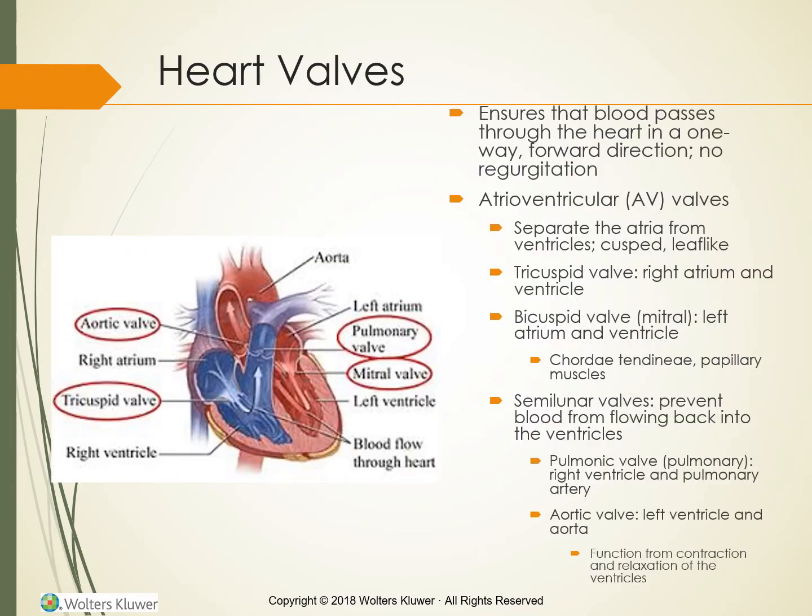Heart valves. The valves of the heart are membranous structures that ensure that blood passes through the heart in a one-way forward direction. In a normal heart, the valves do not allow blood to backflow or regurgitate into the chamber from which it has come. The 2 atrioventricular (AV) valves separate the atria from the ventricles. They prevent blood from returning to the atria when the ventricles contract.